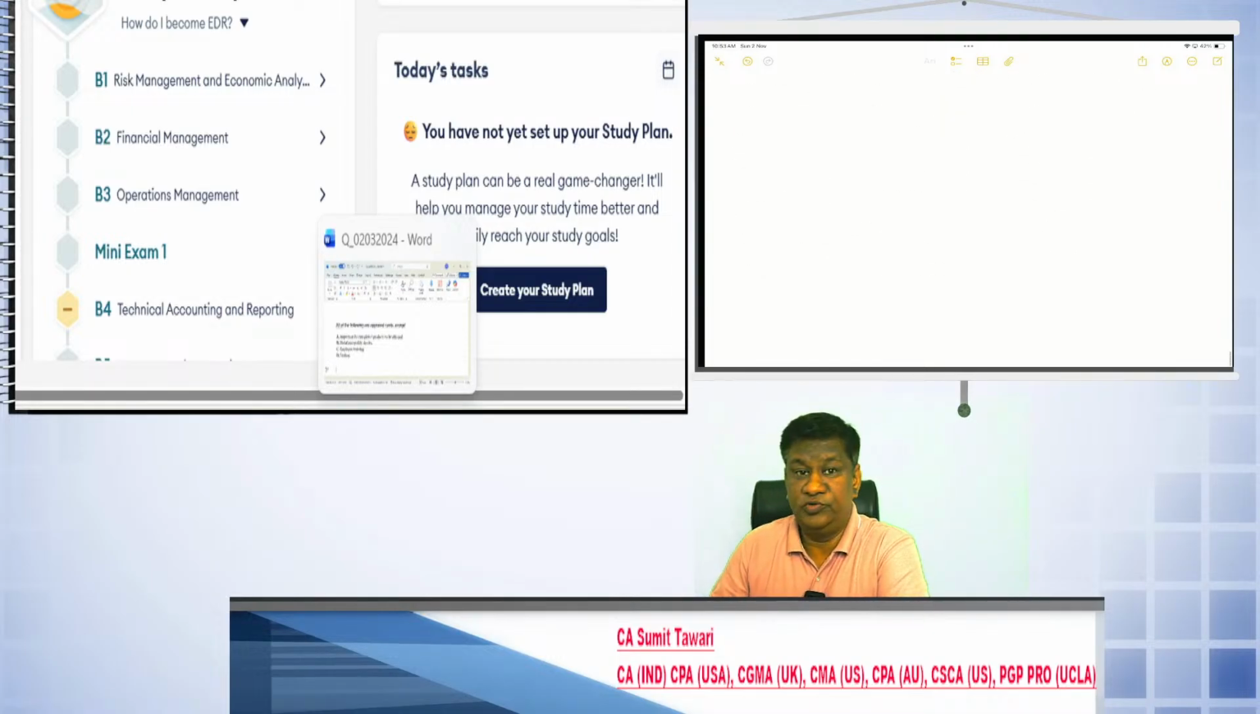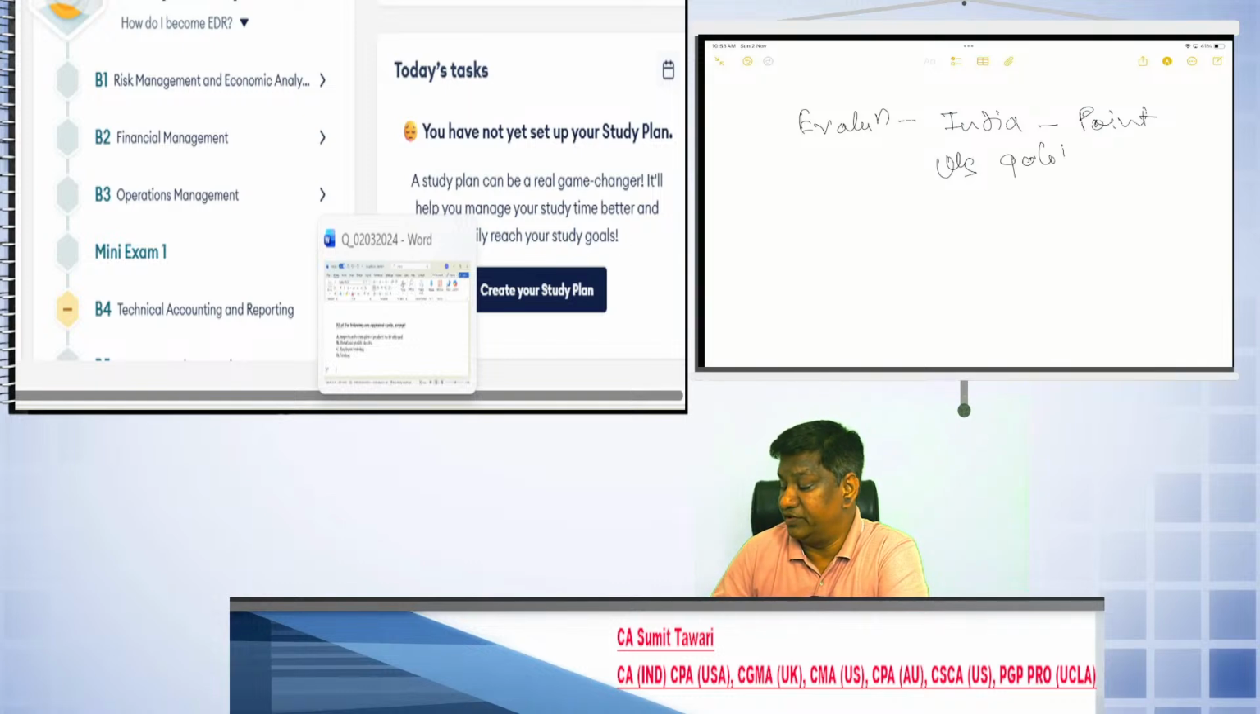See what happened. You need to first do the evaluation process. The evaluation process is basically whatever may be the Indian qualification, they give points or credit according to the US qualification. So it takes almost 3 months' time. After that you need to apply. Once you get the evaluation, then things are quite easy.